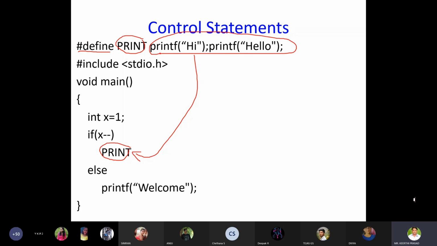What happens when that is replaced? What is the result you are expecting? X value is 1. All get executed. So there is no question of skipping any statement. You mean to say the if part will also get executed and the else part will also get executed? Yes, sir.